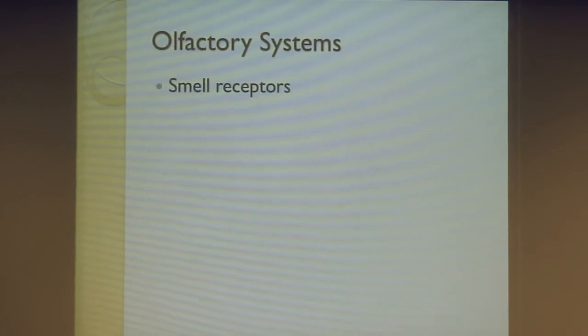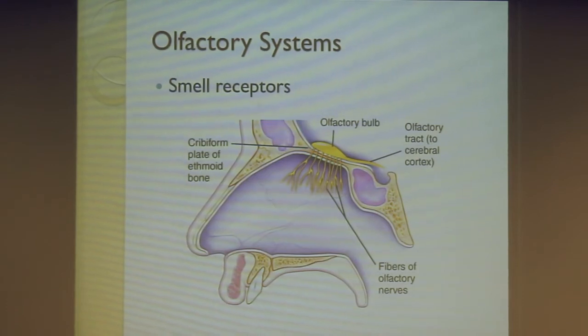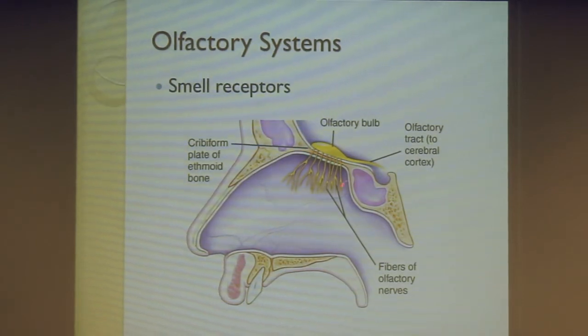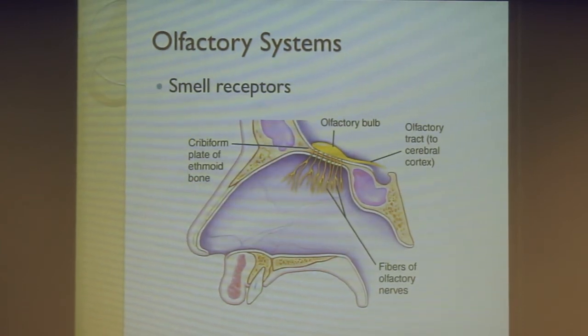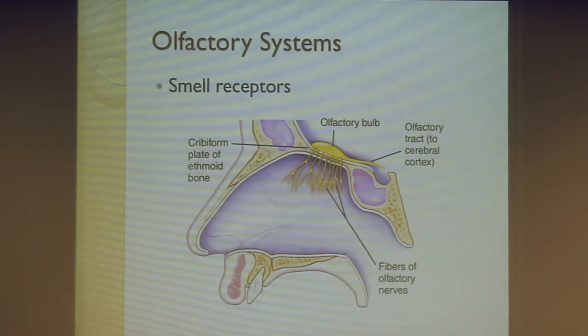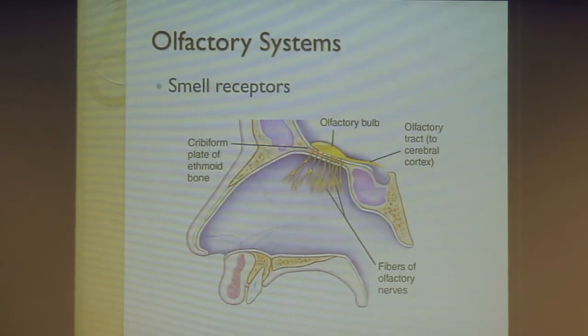Now let's look at the olfactory system. Your smell receptors, you already know about the olfactory bulb. You know about the cribriform plate because we learned about that when we did the skull right in the beginning. It has little holes in it, and these little fibers come right through those holes into the nasal cavity, picking up on those chemicals of smell and sending it off through the olfactory tract to the cortex.